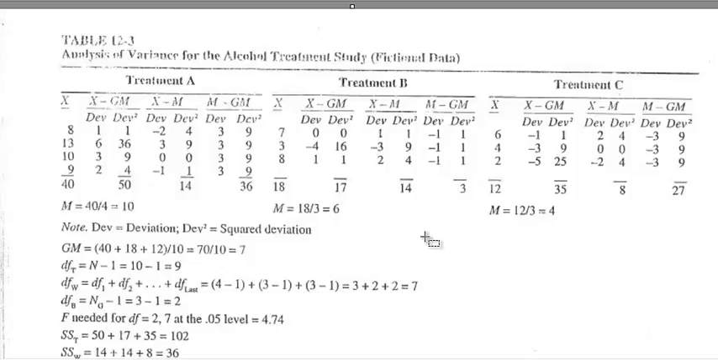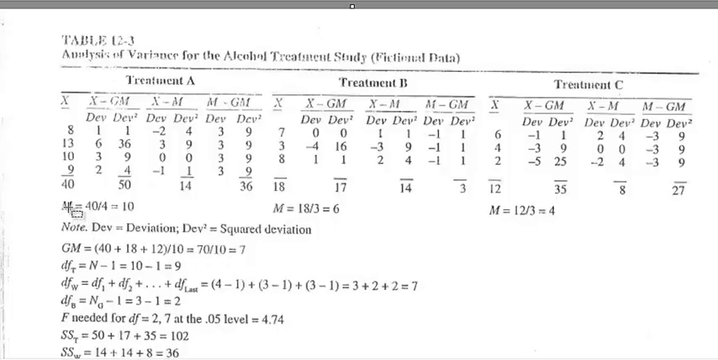The grand mean is essentially the average of all of the scores. So we add up all of the scores for group A, we add up all of the scores from group B, we add up all of the scores from group C, and we sum all of those scores. So in this case, the sum of all of those scores is 70.